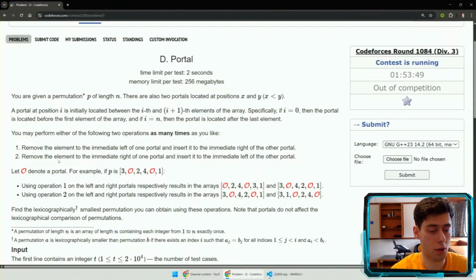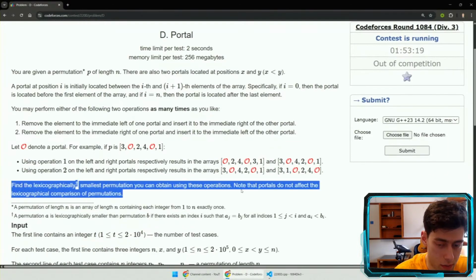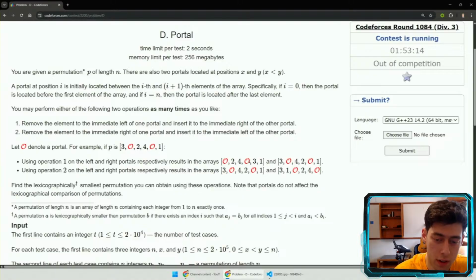So you push a value through a portal. Like you push a 3 through this, and it appears on the other side of this one. Or you can push a 2 through this and get 3, 2. Oh, you get 3, 4, 2, 1. Okay. Or the other way around. Find the smallest permutation you can obtain. The portals are deleted at the end.